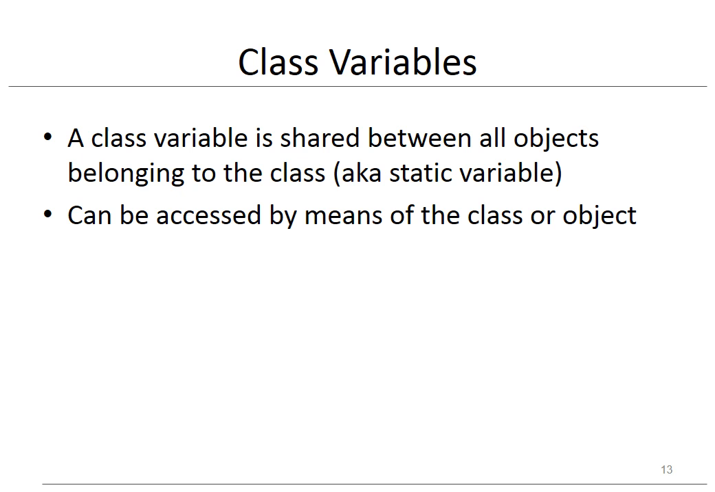A class variable is a variable which is shared between all objects belonging to the class. It is also referred to as a static variable. Class variables can be accessed either directly through the class or through an object. Let's illustrate this with an example.